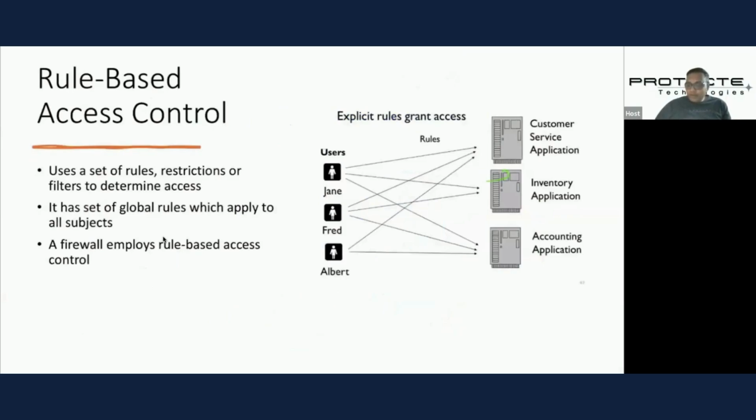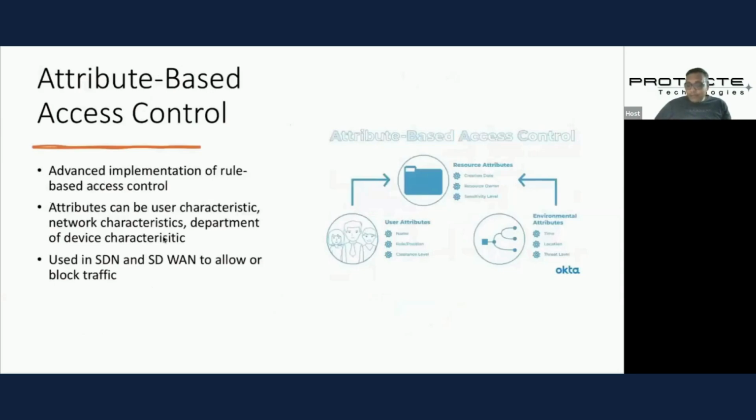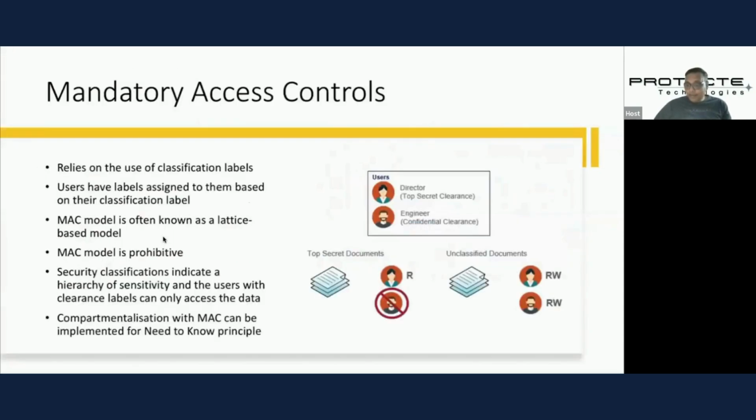Rule-based access control, firewalls, I already told you. Attribute-based access control, I told you, uses some characteristics, some metadata about you, to grant you access. Mandatory access controls, I told you, you are part of a lattice or a compartment. Mandatory access controls are very prohibitive in nature. You generally have tags, and only if you have the tag are you allowed access to the object. Very prohibitive.